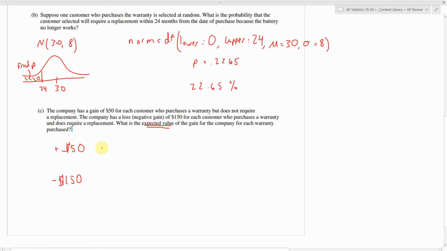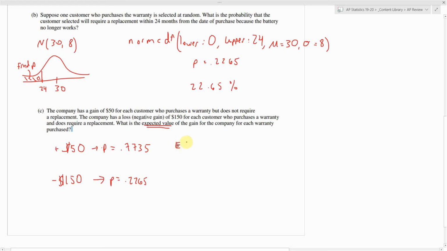And the probability of not replacing the phone, well, we just found in part B that the probability of somebody needing a replacement is 22.65%. So the probability that they lose the 150 is 0.2265, which means the probability that they gain 50 is every other scenario, which would be 0.7735. So if there's a 22.65% chance they lose, there's a 77.35% chance that they gain the $50.